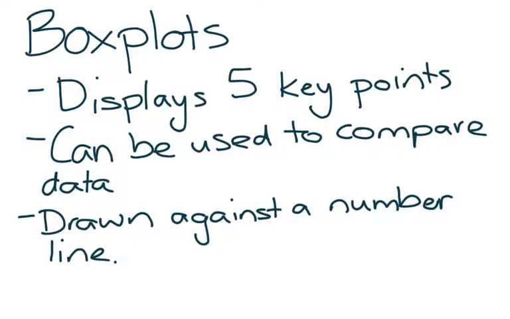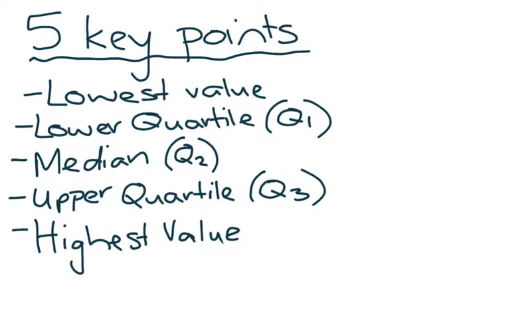They actually look like this, where they're called box and whisker because they've got the box in the middle and then the whiskers on the end. Obviously, they're normally drawn a lot neater with a ruler. But they show the 5 key points of data.